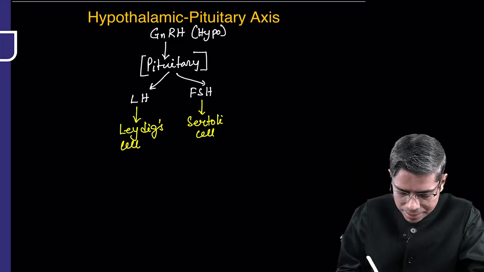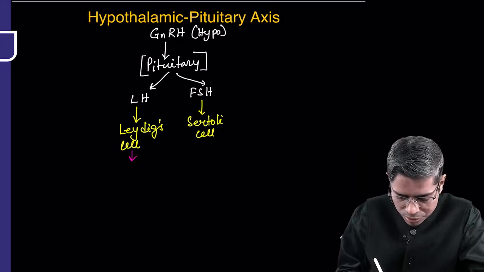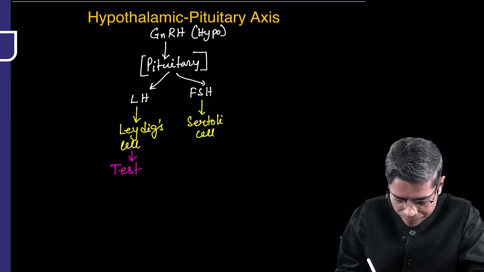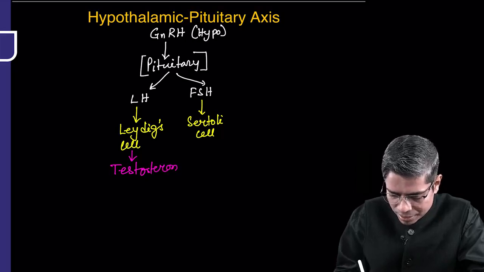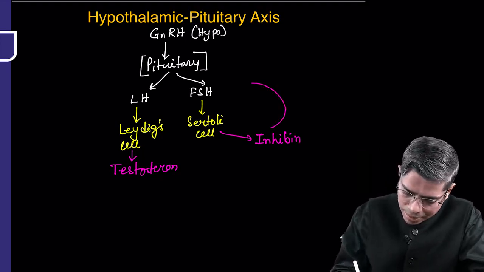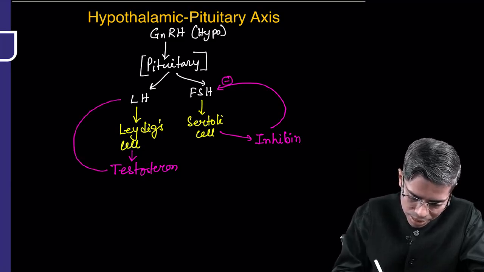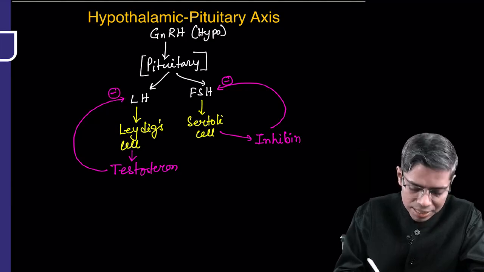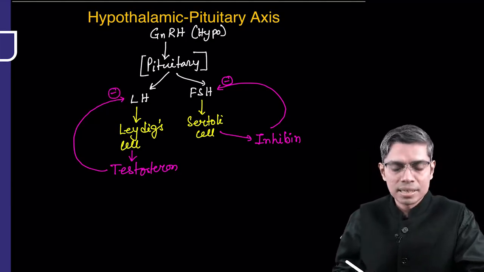Now this Leydig cell is going to produce testosterone, and the Sertoli cell is going to produce one of the important components, that is inhibin. Now this inhibin has negative feedback on this FSH, and testosterone has negative feedback on LH, right? This is the very simplified diagram.